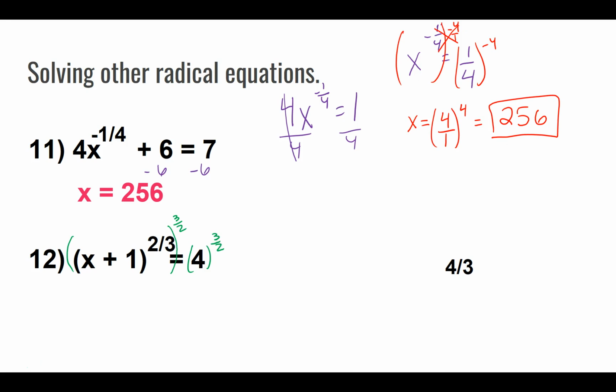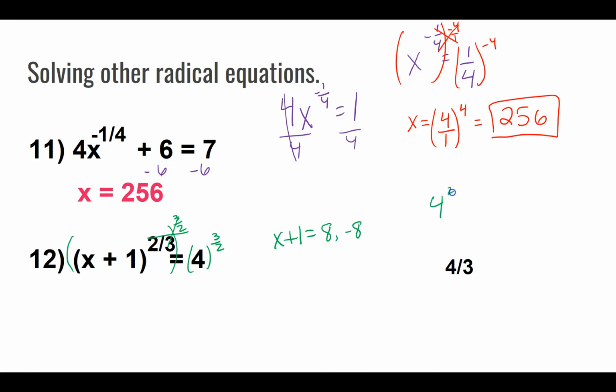Guys, stay focused on me, please. Thank you. They both get the exponent of 3/2, because that way our exponents cancel out. We get just x plus 1. But now it equals the square root of 4 cubed, right? What is the square root of 4? 2 and negative 2. And what's 2 and negative 2 cubed? 8 and negative 8.